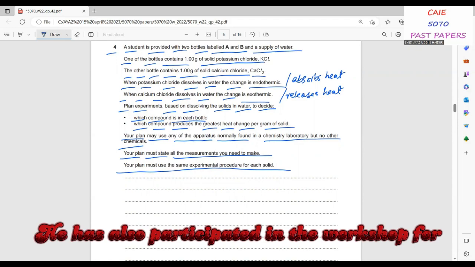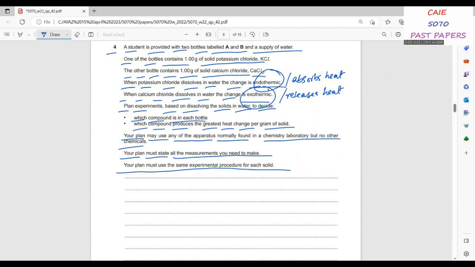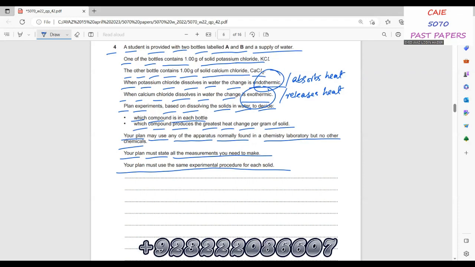Calcium chloride gives heat, which means it releases heat because it's written in the question exothermic. For potassium chloride, it must absorb heat. So there must be fall in temperature for potassium chloride, endothermic. So we will measure the temperature change. The greatest heat change indicates that calcium chloride is the sample.